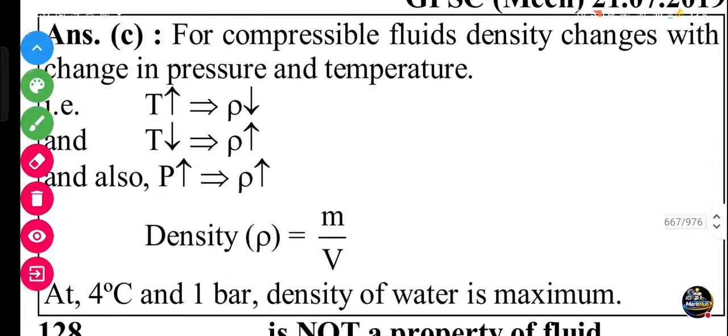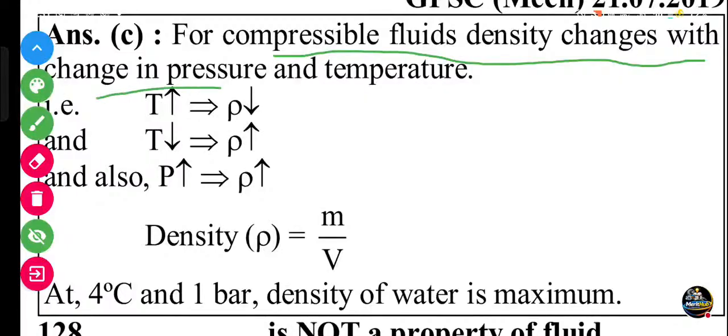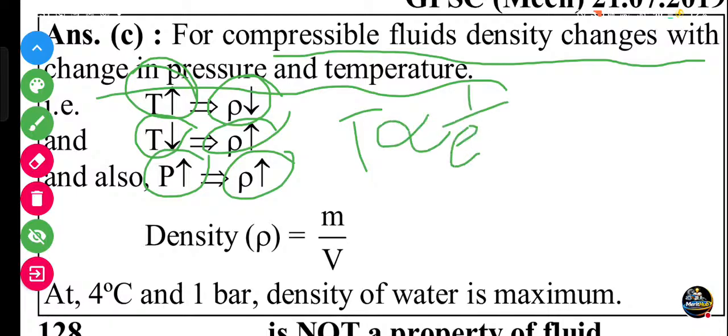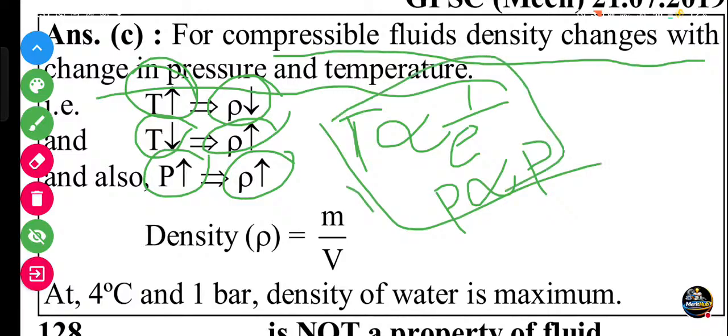Here is the explanation. For compressible fluids, density changes with the change in pressure and temperature. If you increase the temperature, the density decreases, and if you decrease the temperature, the density increases. If the pressure is increased, the density is increased. So temperature is inversely proportional to density, and pressure is directly proportional to density. Density is equal to mass per unit volume. At 4 degrees centigrade and 1 bar atmospheric pressure, the density of water is maximum.